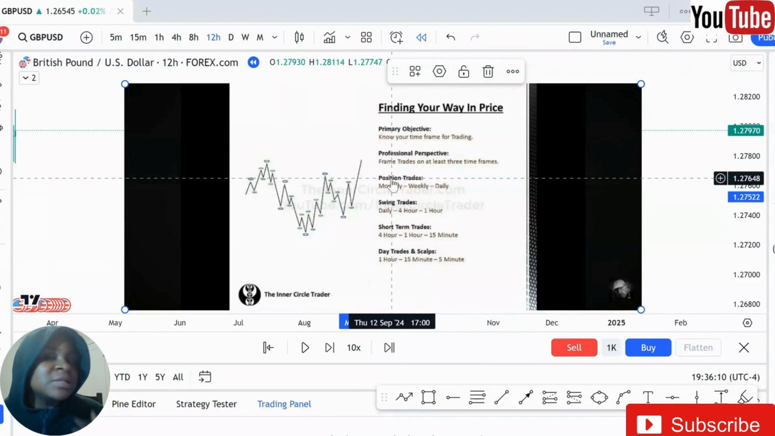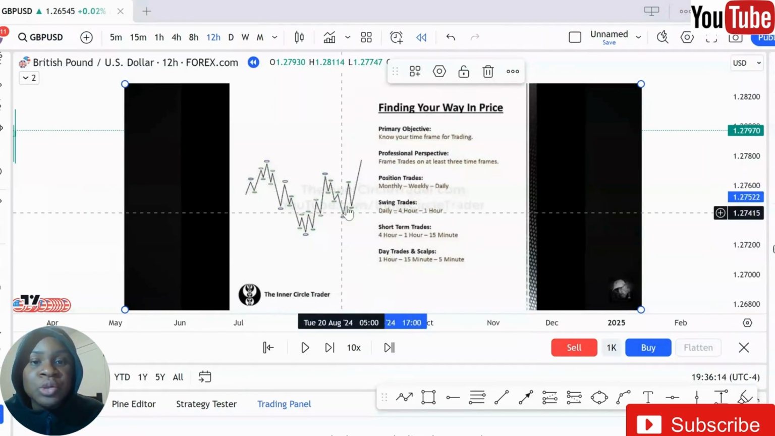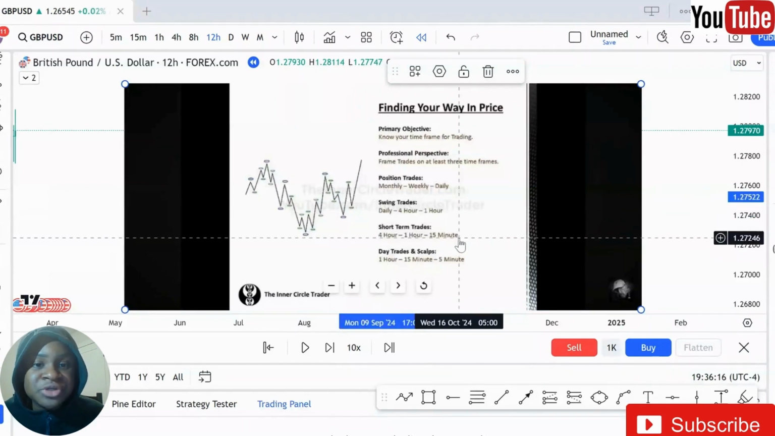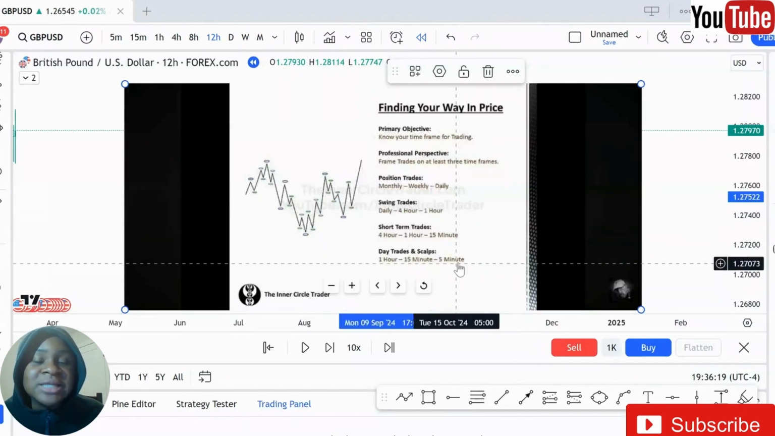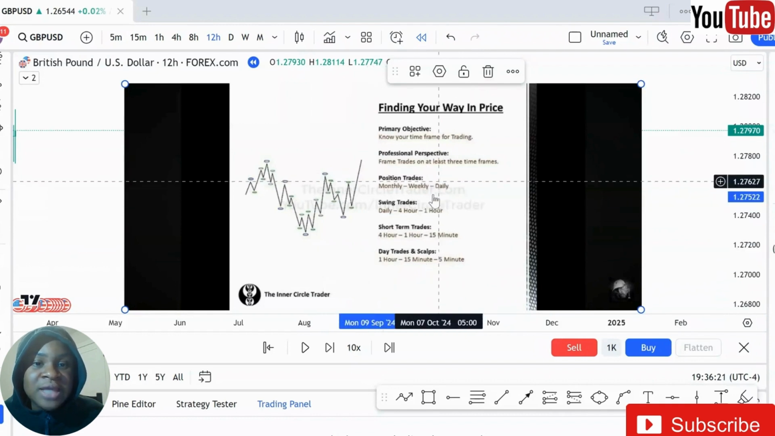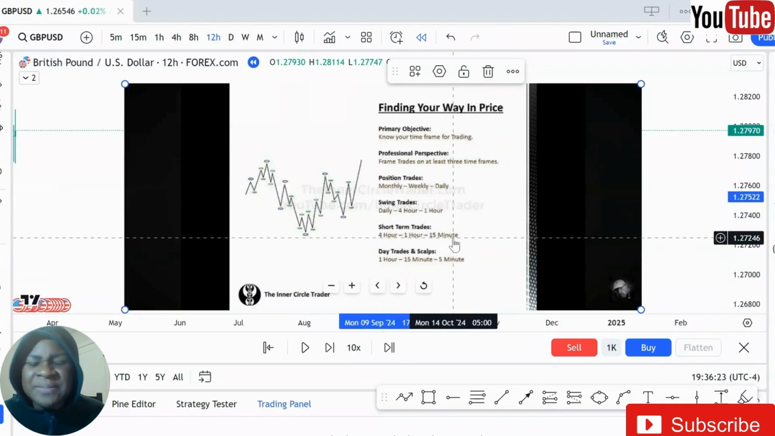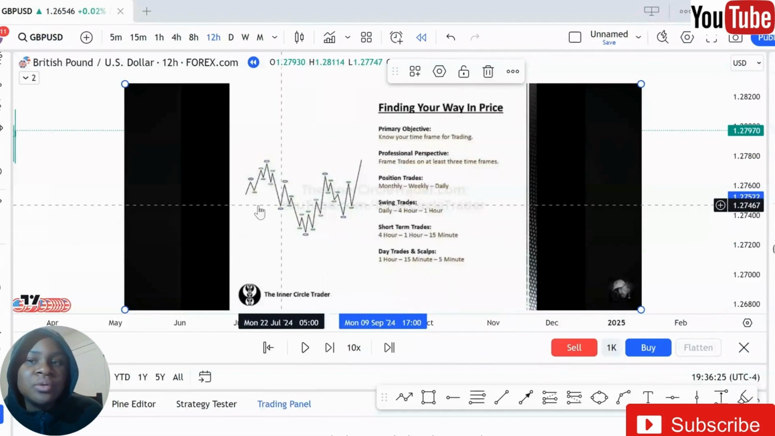Now, it depends on you. What do you want to use in your trading? You want to use the position trading method, swing trading method, short-term trading method, or day trading method. These are the 3 time frames you focus on. The ending part here is your form of entry. It depends on how you want to refine and how you want to enter the market.